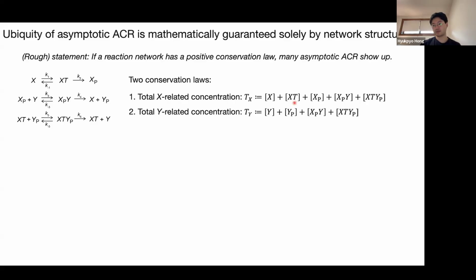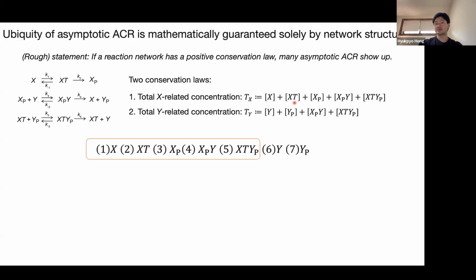So this is the example that we used for the previous graph. And there were 2 conservation laws, X-related and Y-related. And among these 7 species, the first 5 species contribute to the X total concentration.